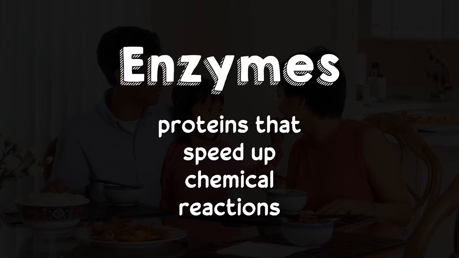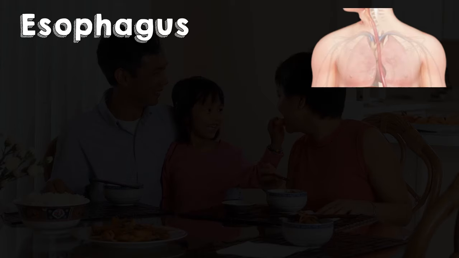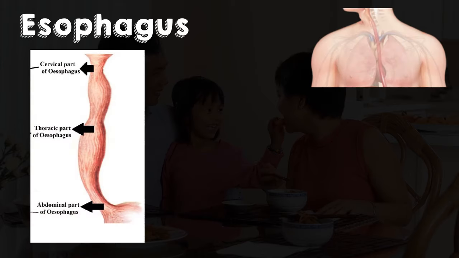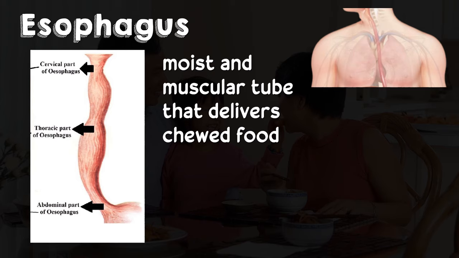Ang halimbawa nito ay ang mga enzymes na makikita natin sa ating bibig in order to speed up the digestive process. After the mouth, the back part of the tongue secretes mucus to make swallowing easier. Papunta na ito sa esophagus. The esophagus is a moist and muscular tube that connects the mouth to the stomach. It delivers food to the stomach.